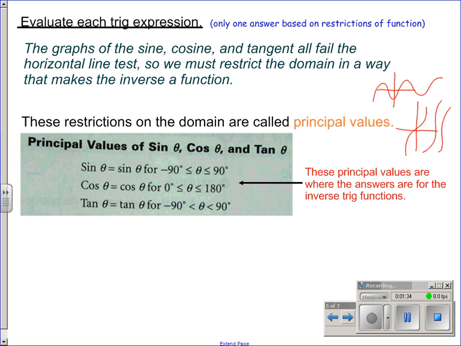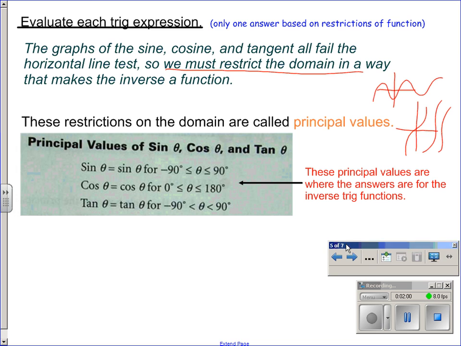So that means the inverse is not a function, which means if we plug something into that inverse function, we wouldn't get an answer. We can't have that. I mean, there's going to be answers. So what we have to do is restrict the domain in just a way that gives us a function, the inverse is going to be a function, okay? So, where do those restrictions come from?